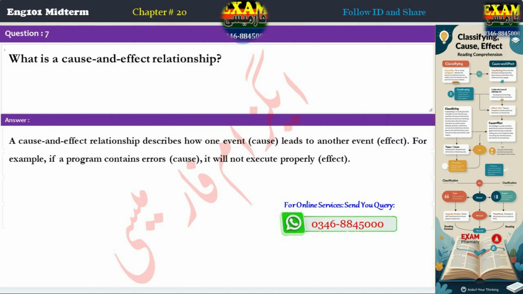Question 7. What is a cause and effect relationship? Answer. A cause and effect relationship describes how one event, cause, leads to another event, effect. For example, if a program contains errors, cause, it will not execute properly, effect.